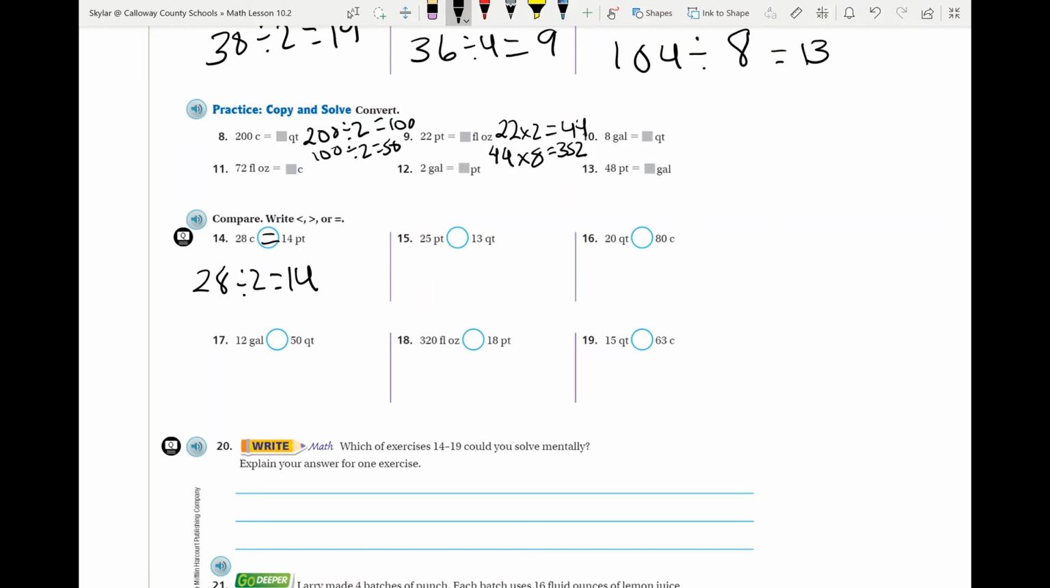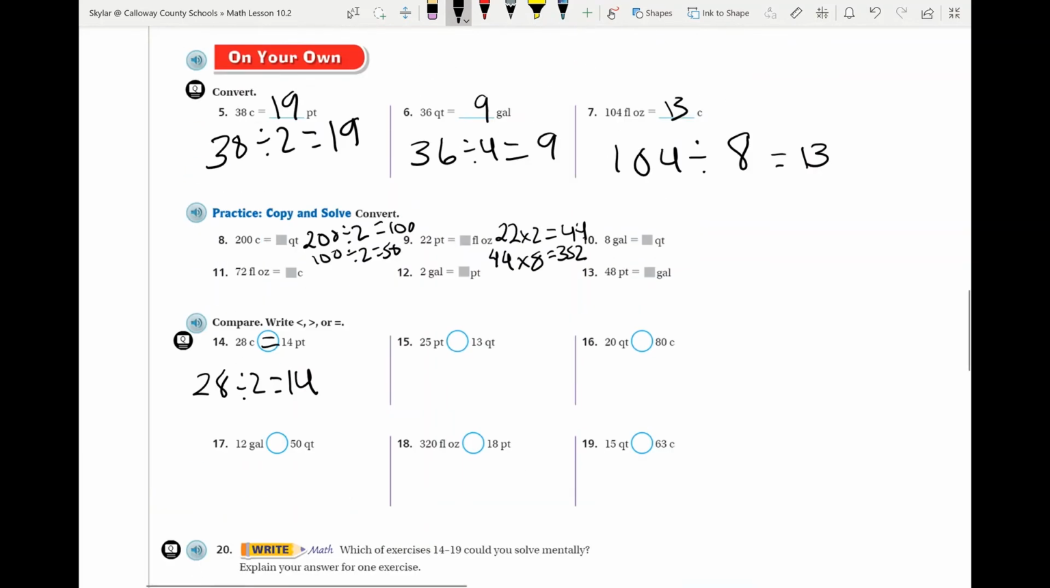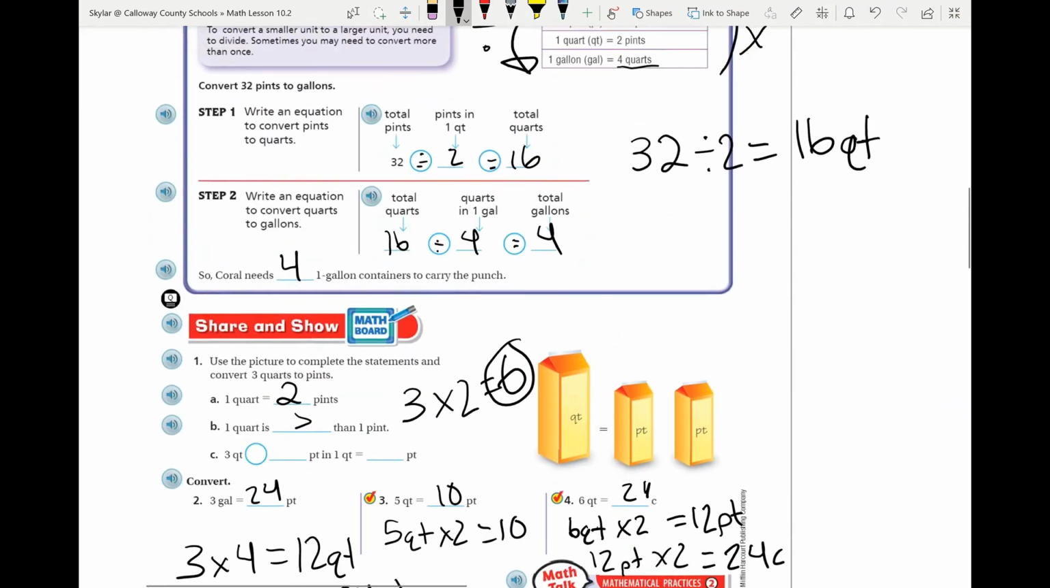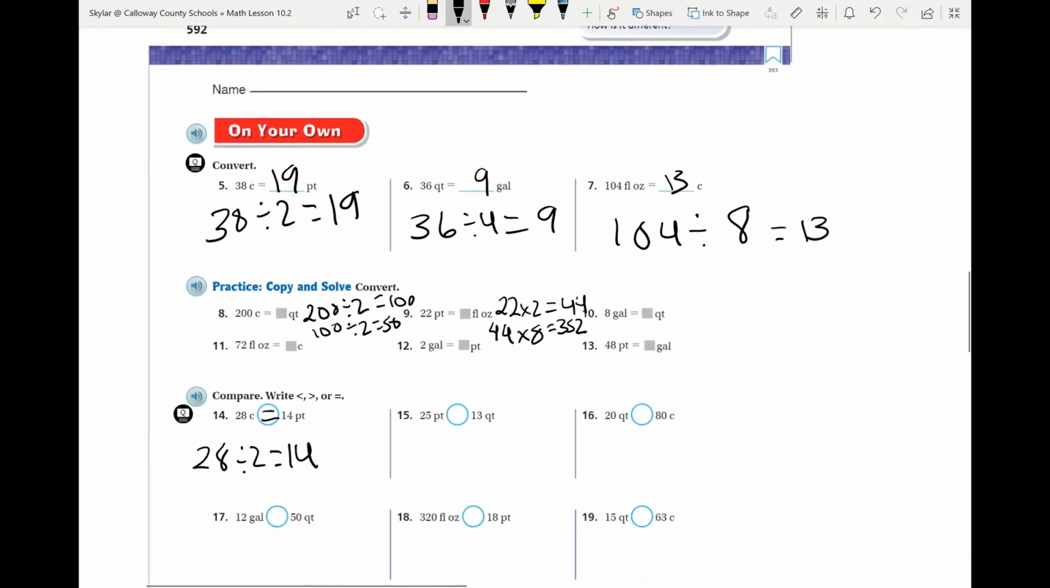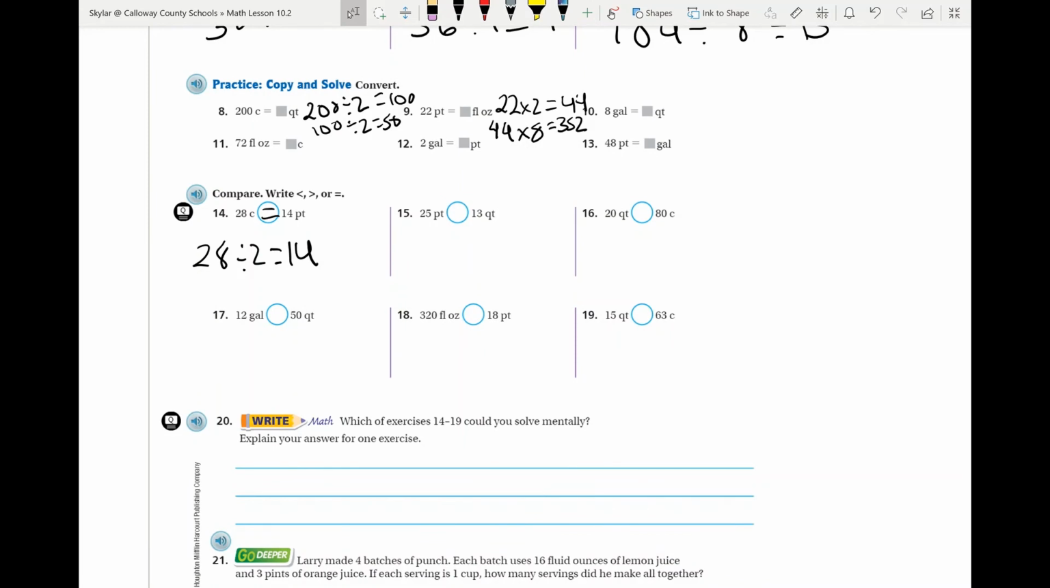And tell you what, I'll do one that's a little bit more challenging. We'll do number 18. We're going fluid ounces and pints. So pints are going to be bigger than fluid ounces. And we are going from pints, we're going to cups, and then we're going to fluid ounces. So we have 18 times 2 so that we can get cups. There's 36 cups. And then 36 times 8.